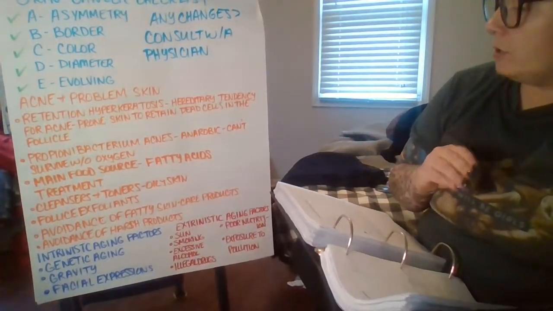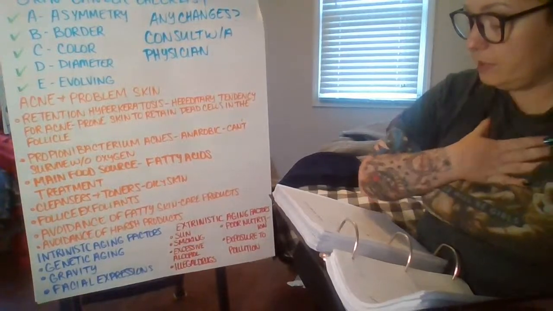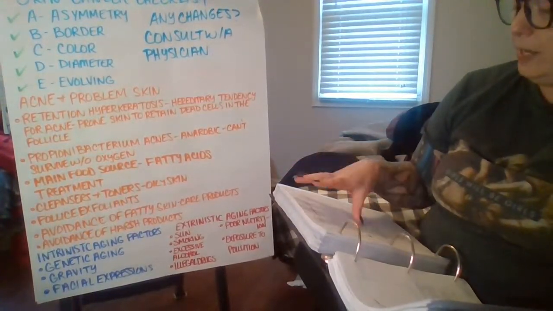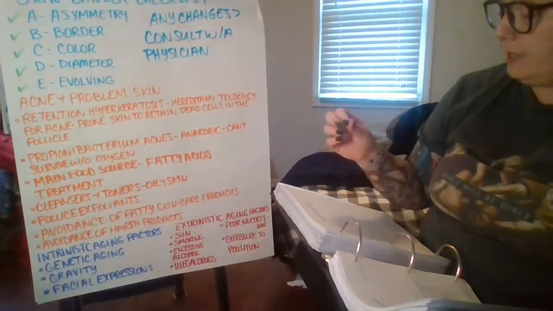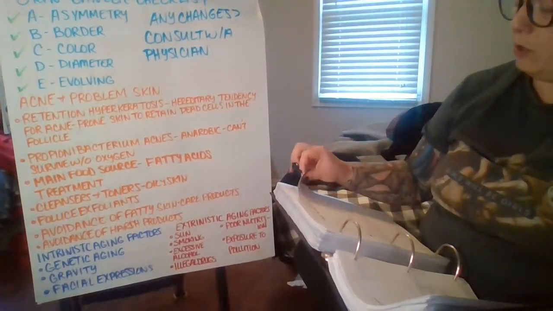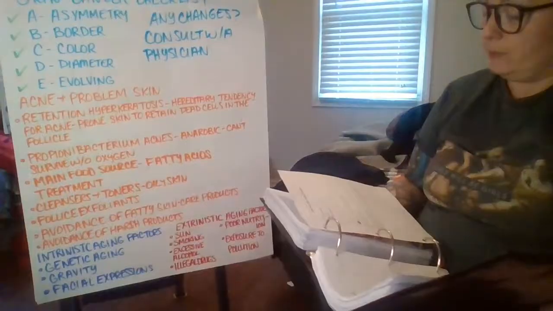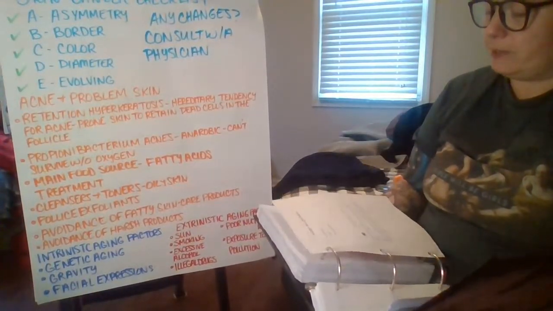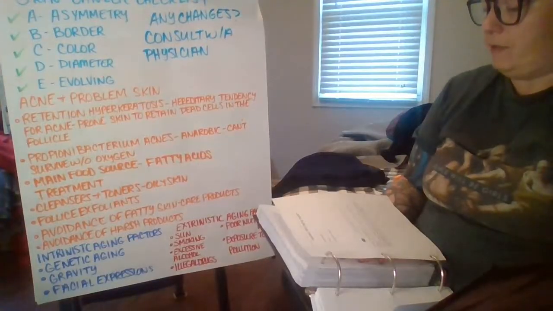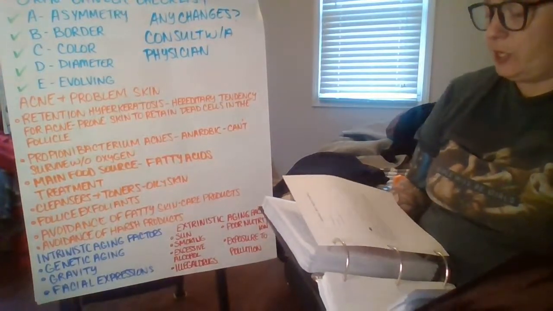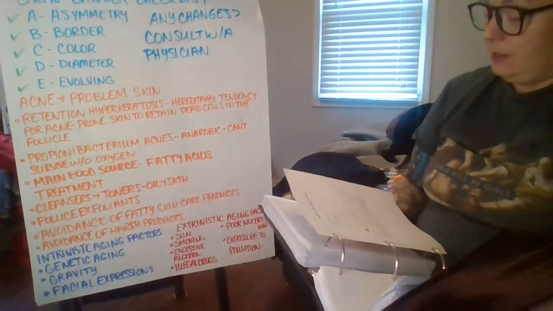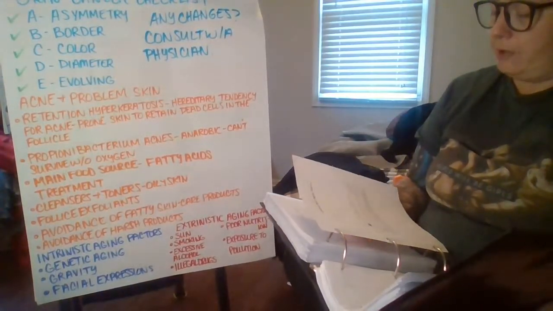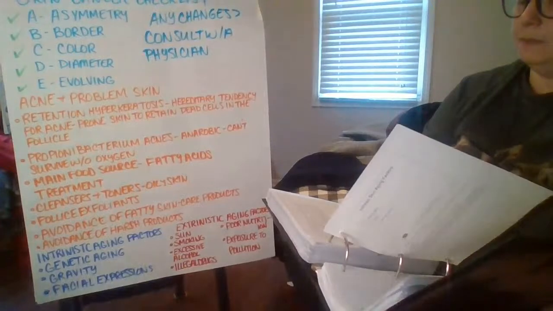Intrinsic aging factors. This is genetic aging, which is how our parents' skin aged, their coloring and resistance to sun damage. Gravity, the constant pulling downward on our skin and bodies, and then facial expressions. Repeated movements of the face result in formation of expression lines such as crow's feet, lines around the eyes, nasolabial folds from the corners of the nose to the mouth, and scowl lines between the eyes.